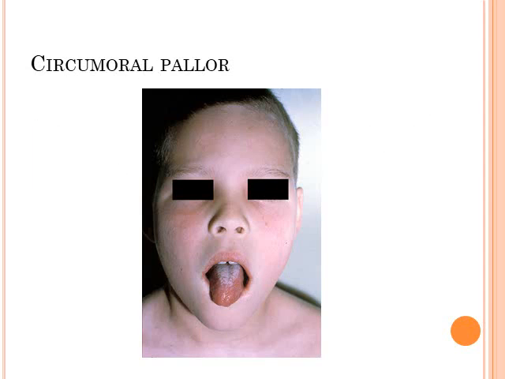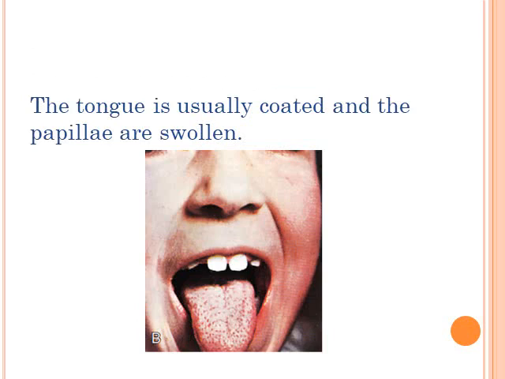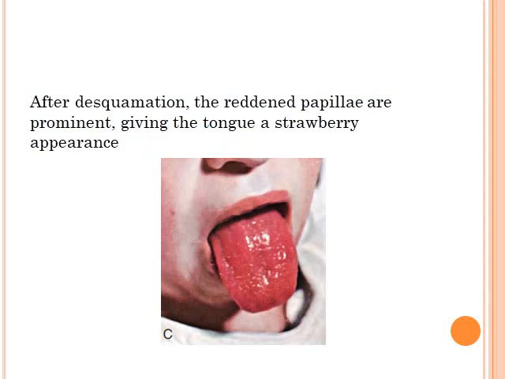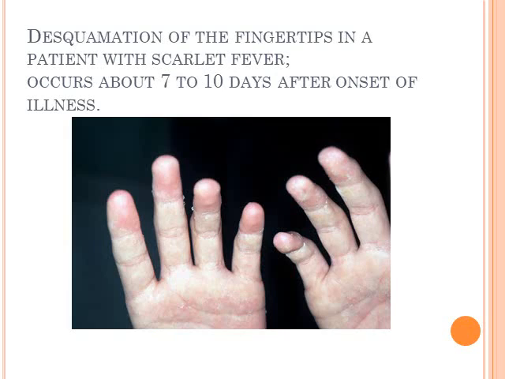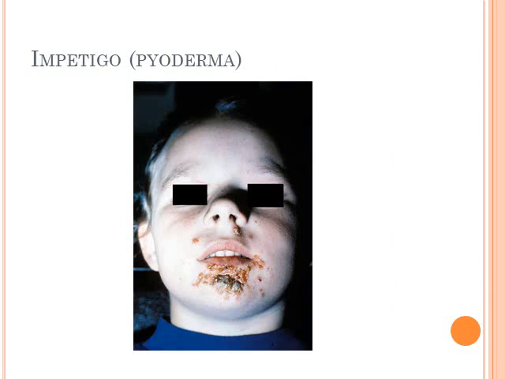So circumoral pallor is seen in this patient. The tongue is usually coated and the papillae are swollen. After desquamation, the red papillae are prominent, giving the tongue a strawberry appearance. Desquamation of the fingertips in a patient with scarlet fever occurs about 7 to 10 days after onset of illness. So the third infection is impetigo.